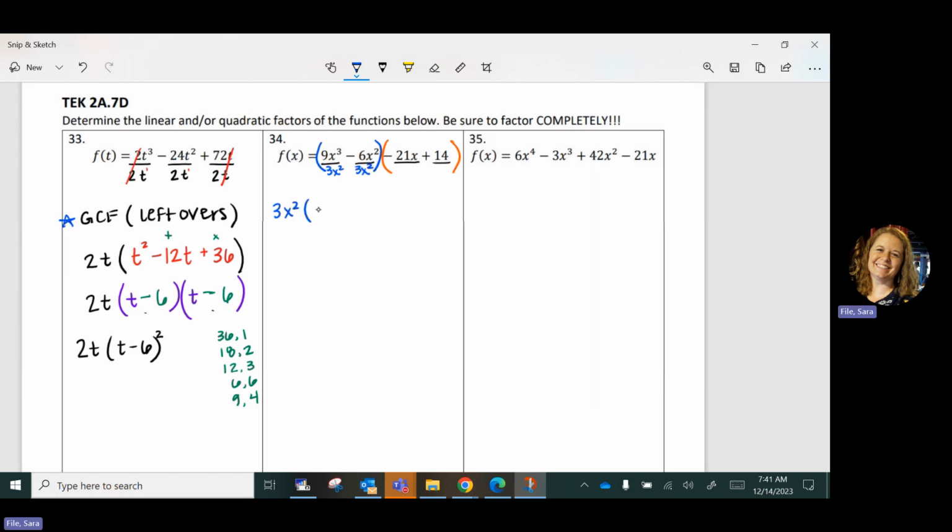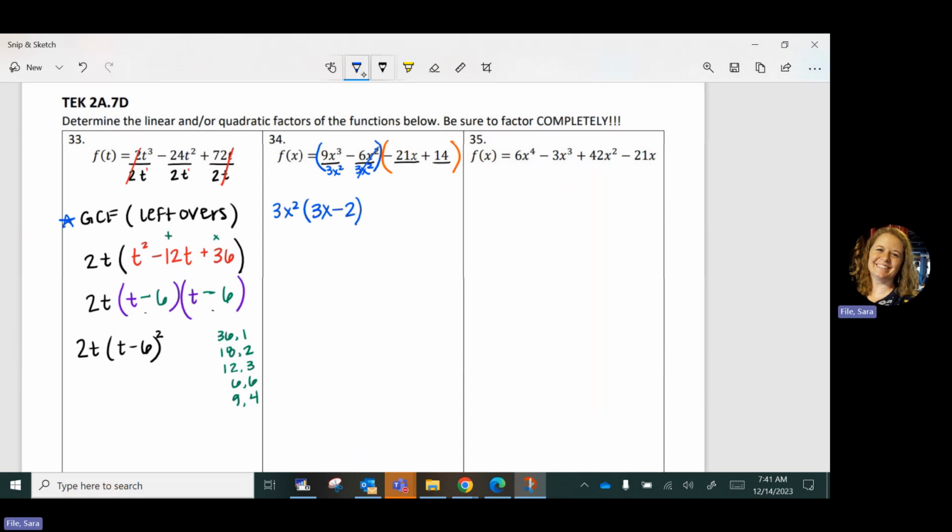So what is 9 divided by 3? And the x cubed divided by x squared? And we have a minus. And then 6 divided by 3? 2. And x squared divided by x squared? That's an understood 1, right? It eliminates.